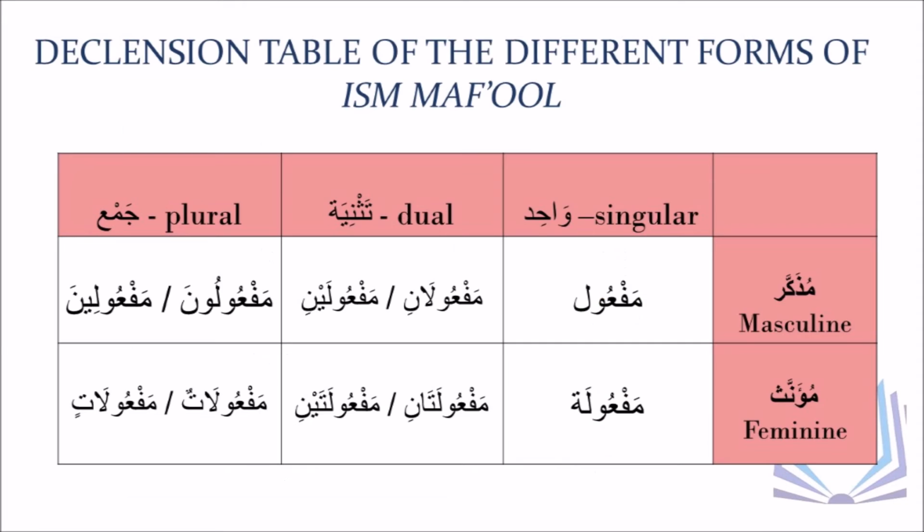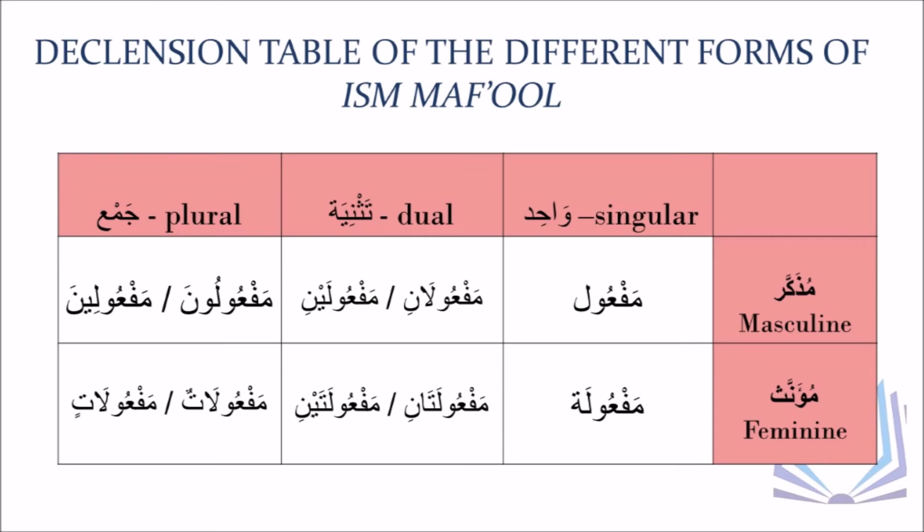Now we will move on to the declension table of Ism Maf'ool. Mudhakkar: maf'ool, maf'oolani, maf'oolaini, maf'ooluna, maf'oolina. Mu'annath: maf'ulatun, maf'ulatani, maf'ulataini, maf'ulatin or tun. I'll repeat it again. Maf'ul, maf'ulani, maf'ulaini, maf'uluna, maf'ulina, maf'ulatun, maf'ulatani, maf'ulataini, maf'ulatin or tun.